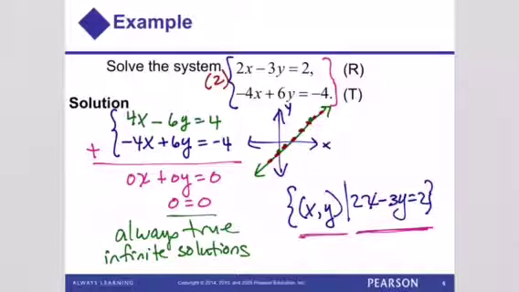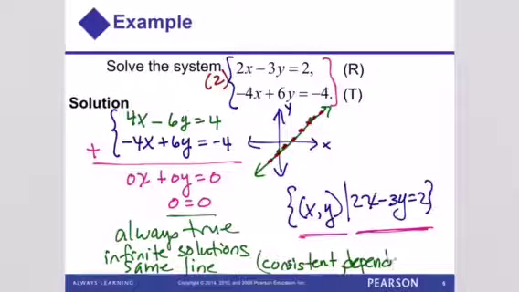The other thing you might want to write on here is that these are going to be the same line. And if you remember, we talked about consistent, which means there's a solution, and also dependent, because they're multiples of one another. This is the situation in which they're multiples of one another.